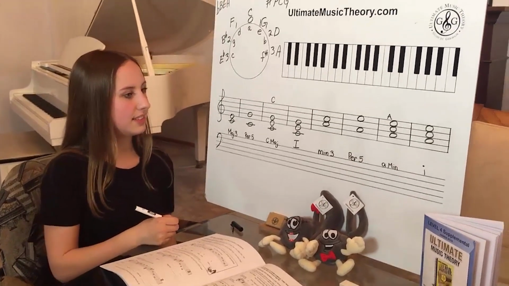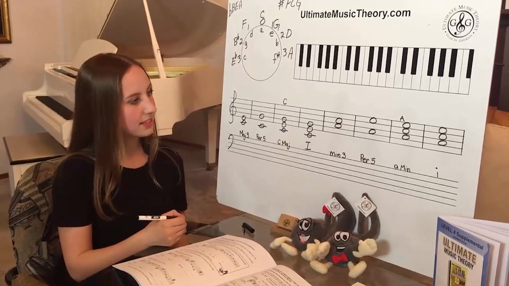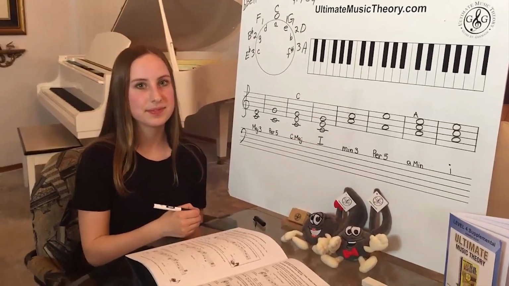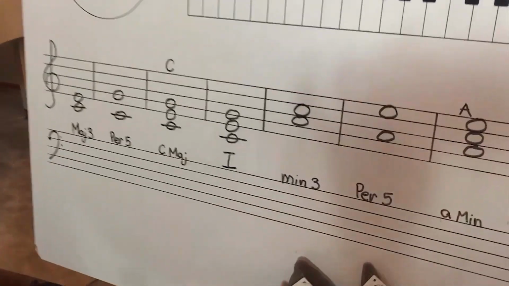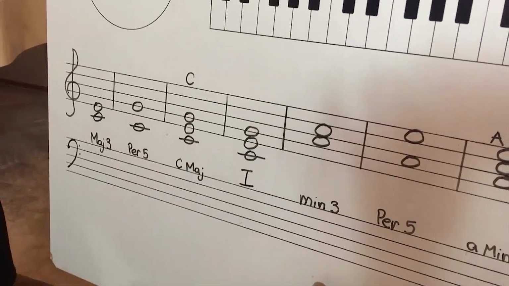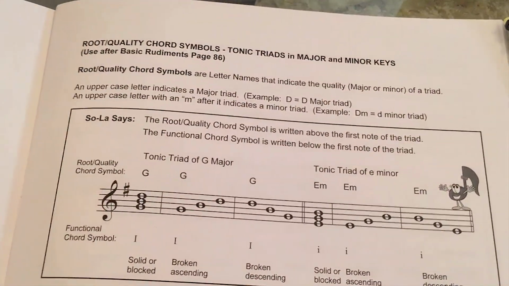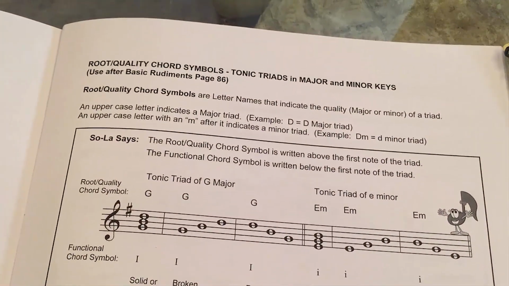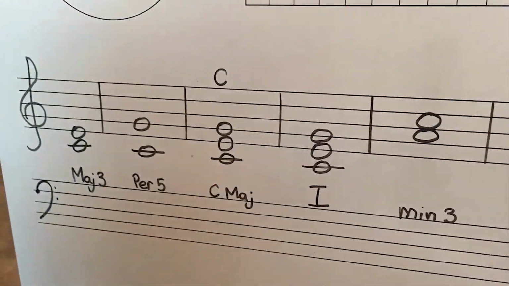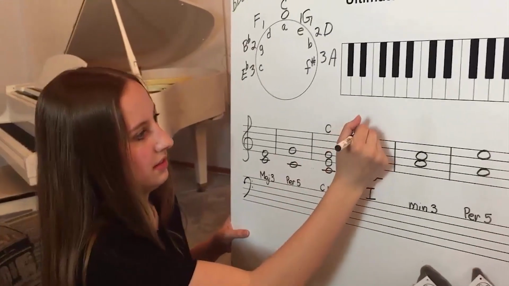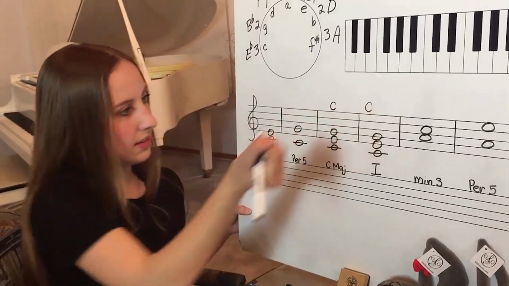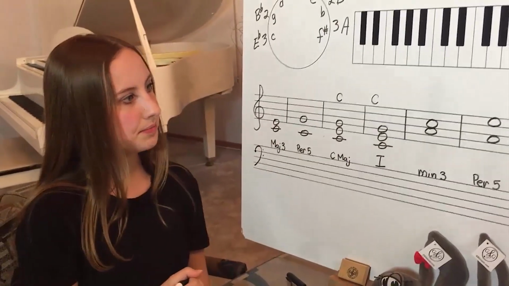Now we're going to talk about our root quality chord symbol. So Cassidy, we talked about who the root is. If you are looking at the triad of C major, who is the root of the triad? C. When we have our root quality chord symbol, root means the first note. So the first note of C would be what? C. And the quality is major or minor? Major. So you're going to just put the letter C, which is the root, and because we don't add anything after it, that indicates that that is a major triad.